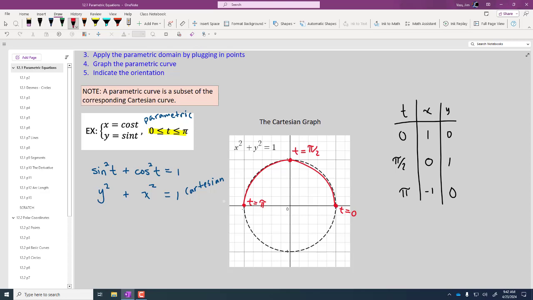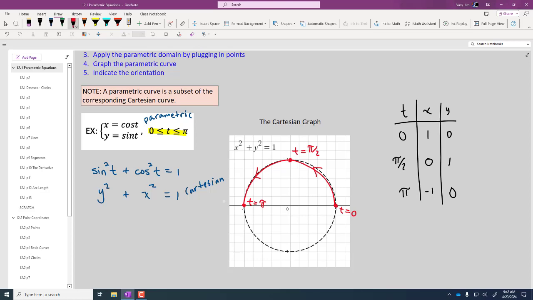And the orientation is the direction of increasing t. So we usually will put arrows somewhere in the middle to indicate what direction the points are being plotted. So 0 to pi, that'll be our parametric curve right there in red. The Cartesian curve will be the whole thing, but we only get half of it. So that's how it works.